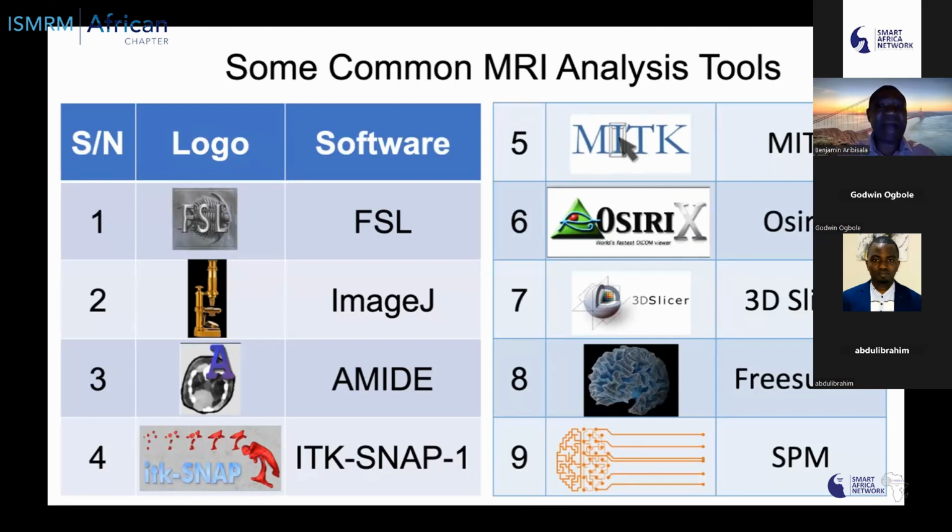and SPM. Before I go to the next slide, I just want to say that, in my own opinion, FSL, SPM, and Free Software are the biggest and the most commonly used of these 9. And they are very, very powerful tools. And I will argue that if you want to do image analysis or image processing focusing on MRI images, you must make efforts to be able to use at least one of these 3, that is FSL, SPM, and Free Software. Others are very good as well, but these are the topmost 3, in my own opinion.